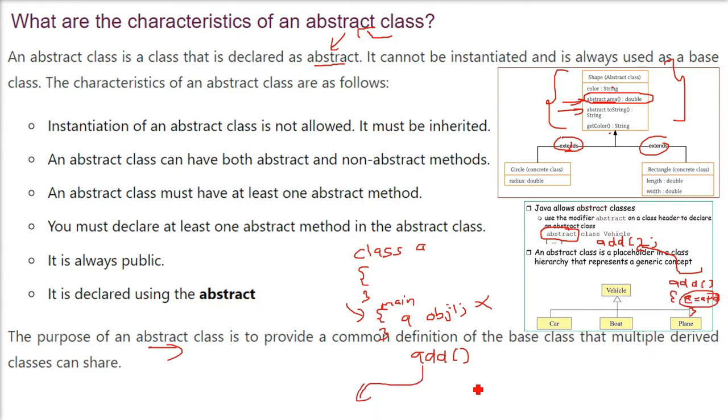So now this add, if two classes are inheriting, one can write some other implementation like I'm showing. I'm just giving you a very vague example. So every class which is deriving can have a different implementation.